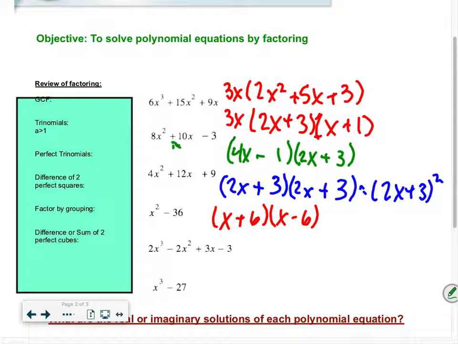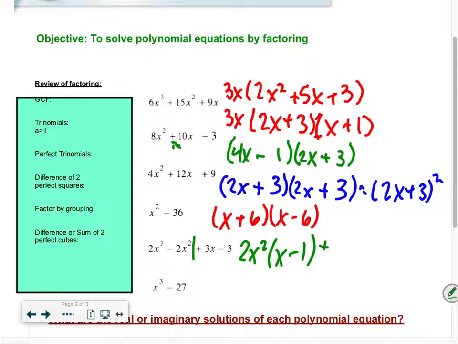When you have 4 terms, always try factor by grouping. Factor by grouping, I split in the middle. What does the left side have in common? 2x squared. If I pull that out, what is left? x minus 1. When you pull out everything, you are left with a 1.